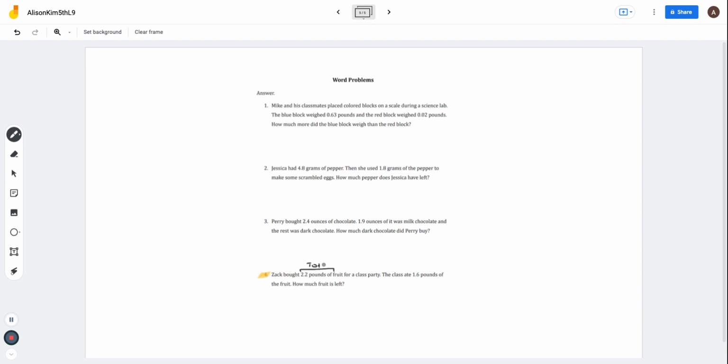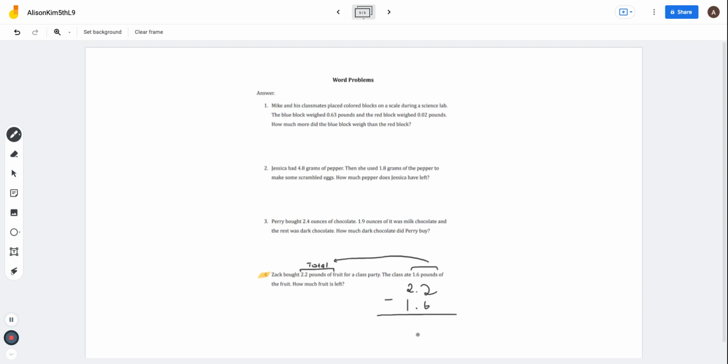However, from that total, we see that 1.6 was eaten, right? So this 1.6 is what we're going to subtract from the total because we need to find out how much is left, right? So once again, since this is a subtraction problem with decimals, I'm going to make sure that the decimals are lined up and that the total number, because it's greater than the 1.6, is going to be on top. So I'm going to put 2.2 minus 1.6.